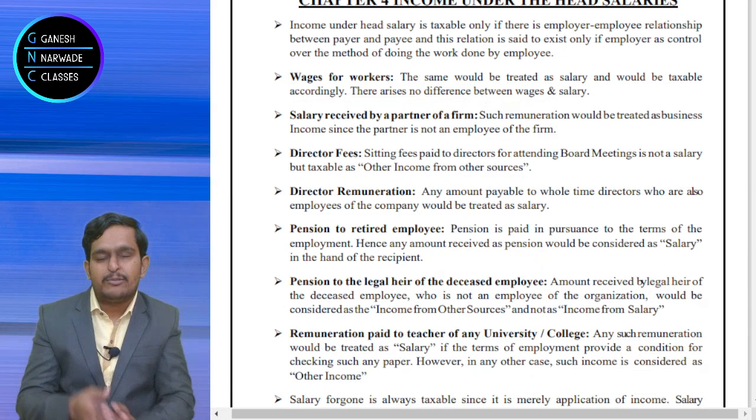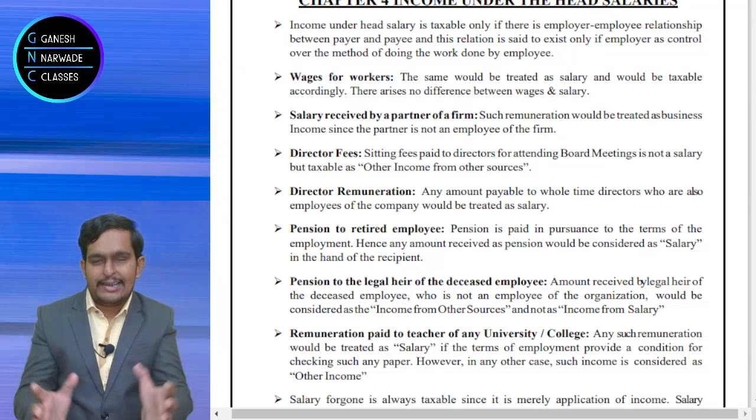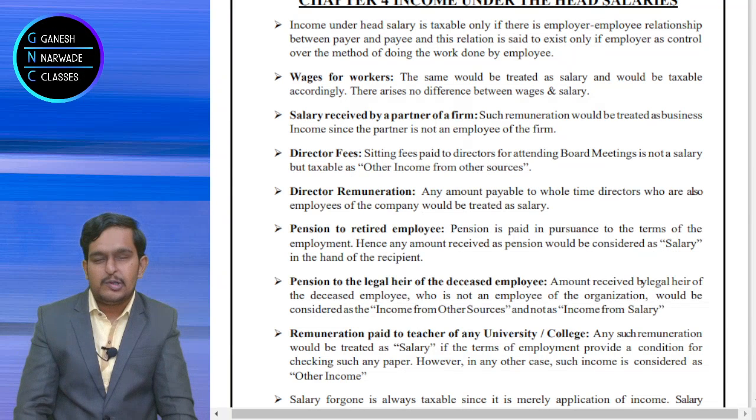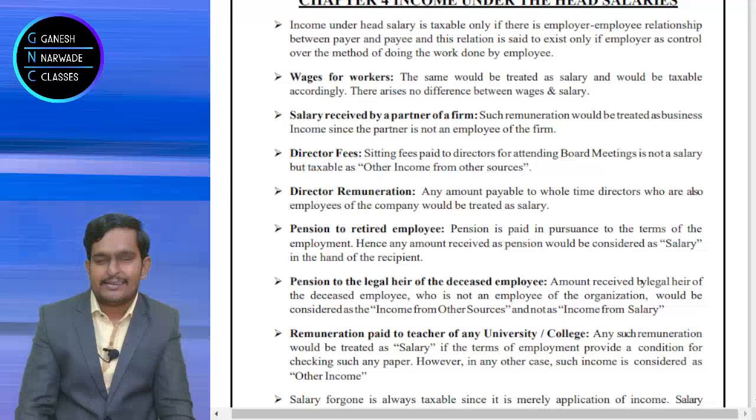Very good. Come to the third point, very important, director's fees. Now you are a director in a company, you attend meetings, you get some fees, so where should it be taxed?